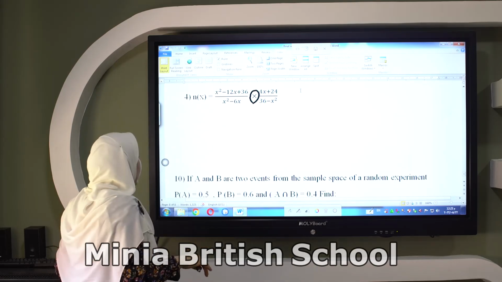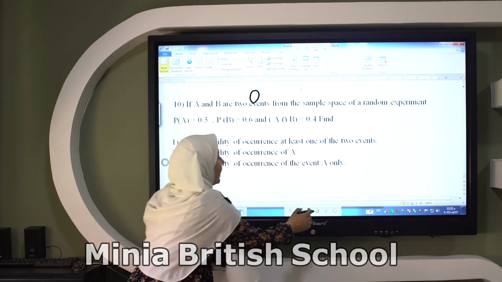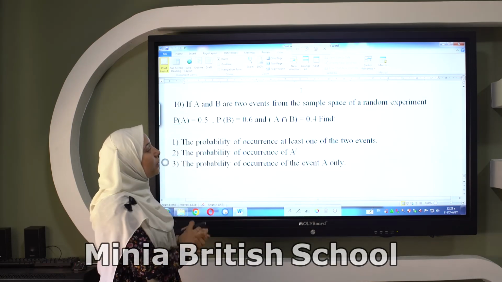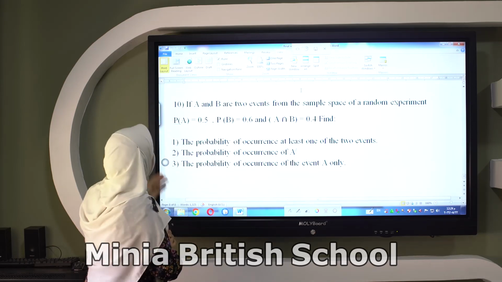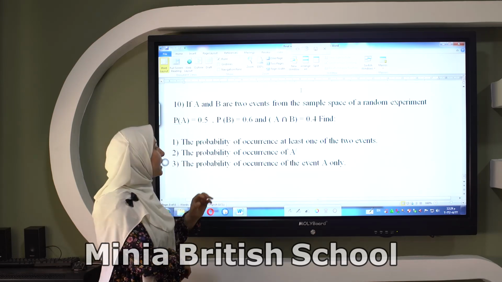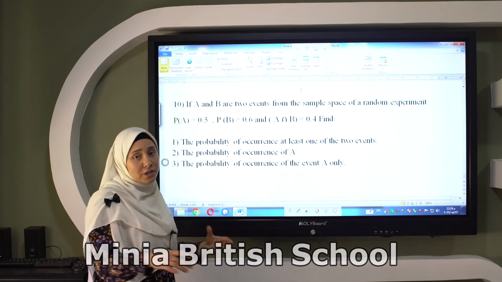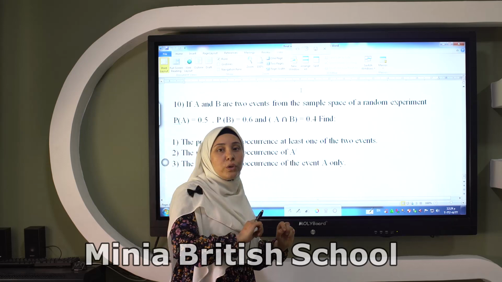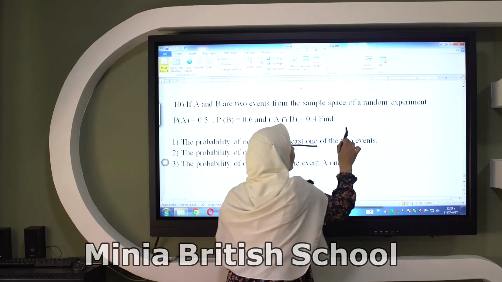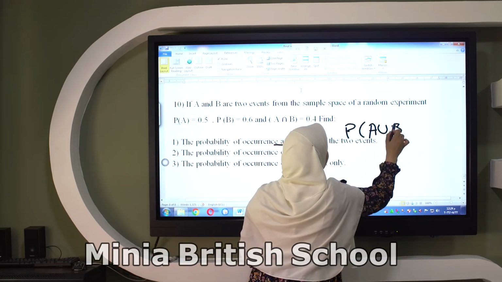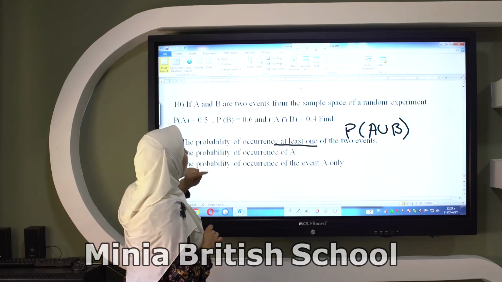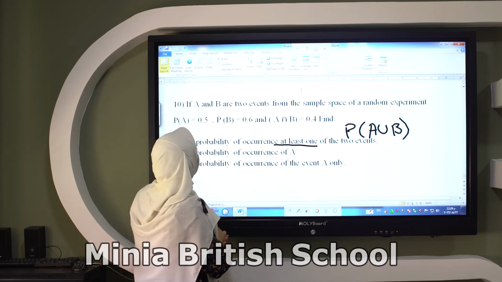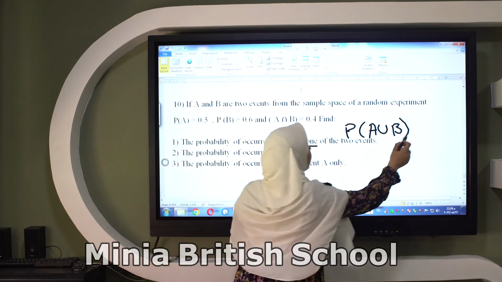Last question, number 10. Let's talk about probability. If A and B are two events from the sample space of a random experiment, P(A) = 0.5, P(B) = 0.6, and probability A intersect B equals 0.4, find the probability of occurrence of at least one of the two events. At least, I mean what? Probability A union B. So 0.5 plus 0.6 minus 0.4 equals 0.7.